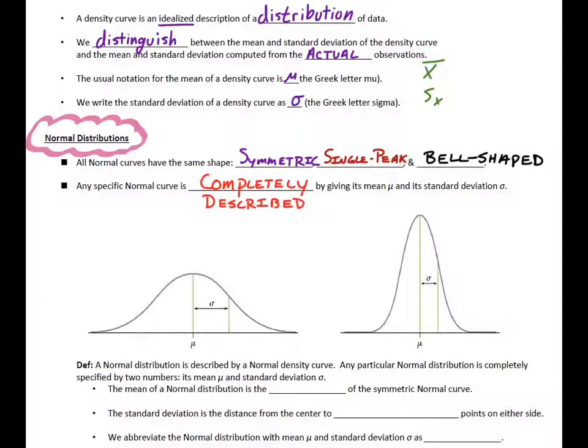Even though one of these is short and stout and one is tall and skinny, they're both normal. You can see they're both symmetric, bell-shaped, single-peaked. One just has a lot bigger standard deviation. Here's the mean in the middle, and this one has a bigger standard deviation, which makes it wider and not as tall. Whereas this one doesn't have as big a standard deviation, so it's not as spread out. It's more stacked up in the middle, taller and skinnier. But they're still both normal distributions.